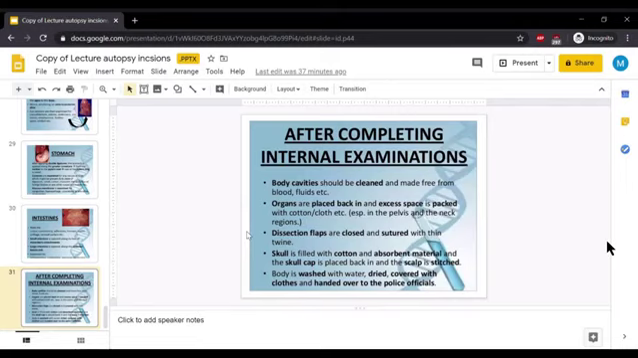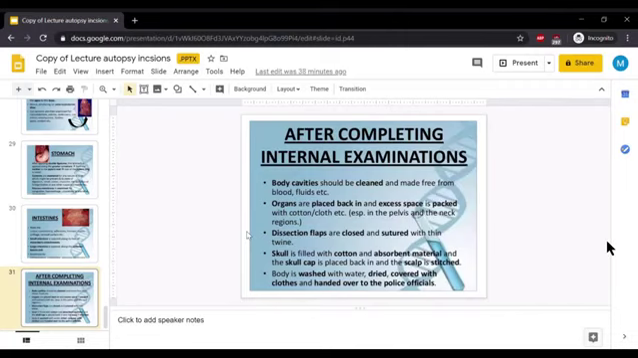especially in the case of the pelvis and the neck region. Dissection flaps are closed and sutured. The skull is filled with cotton and absorbent material, the skull cap is placed back, and the scalp is stitched. The body is washed with water, dried, covered with clothes, and handed over to the police officials.